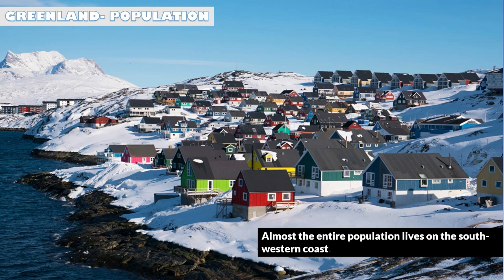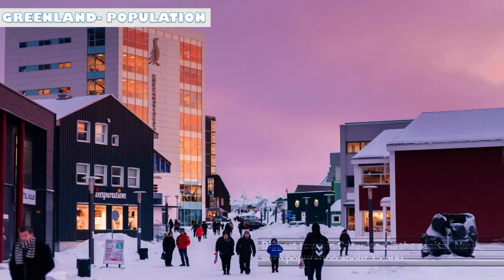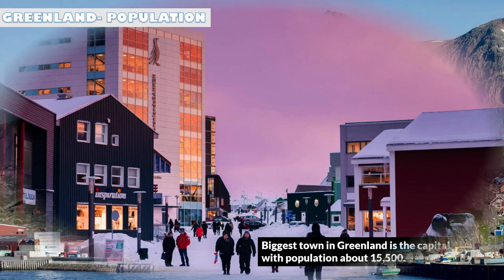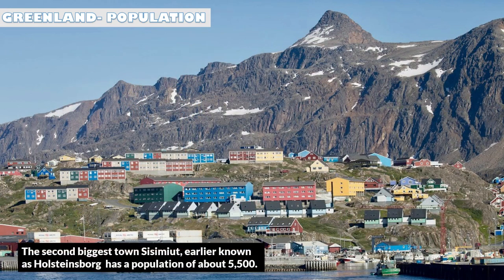In terms of population, the capital Nuuk is the biggest town in Greenland, which has a population of about 15,500. And the second biggest town in terms of population is Sisimiut, which was earlier known as Holsteinsborg, which has a population of about 5,500. So the biggest town is the capital Nuuk, and the second biggest town is Sisimiut, which was earlier known as Holsteinsborg.